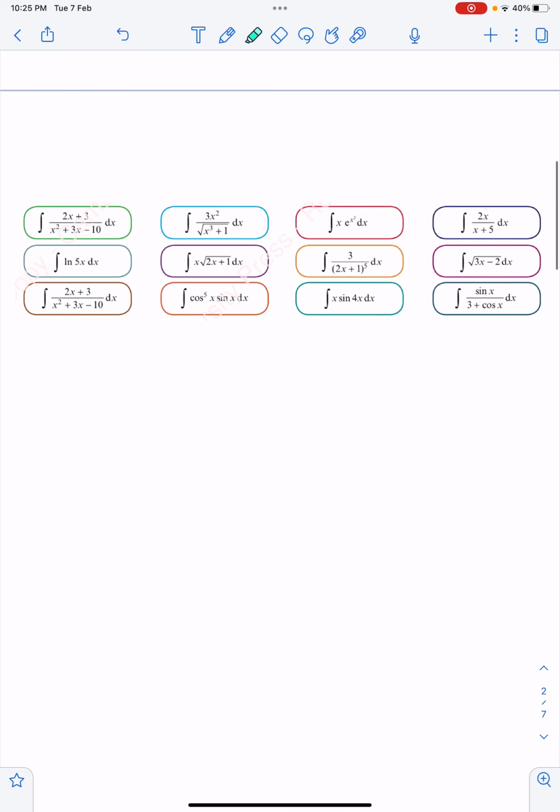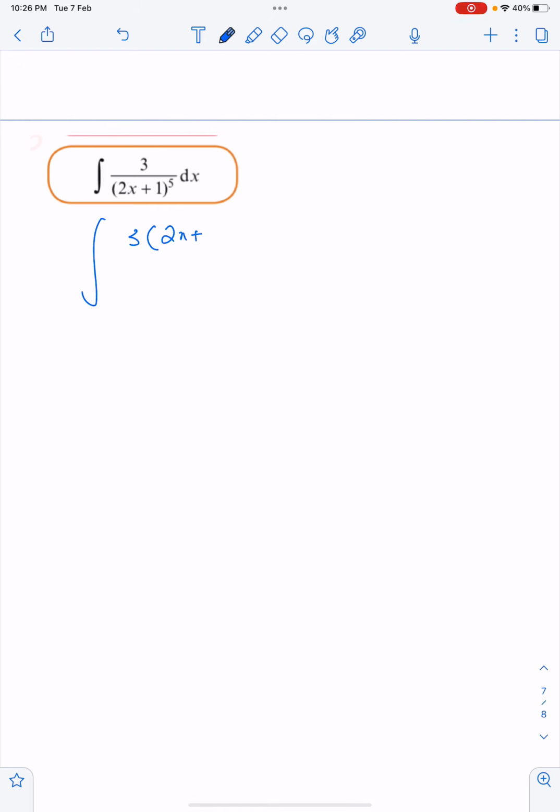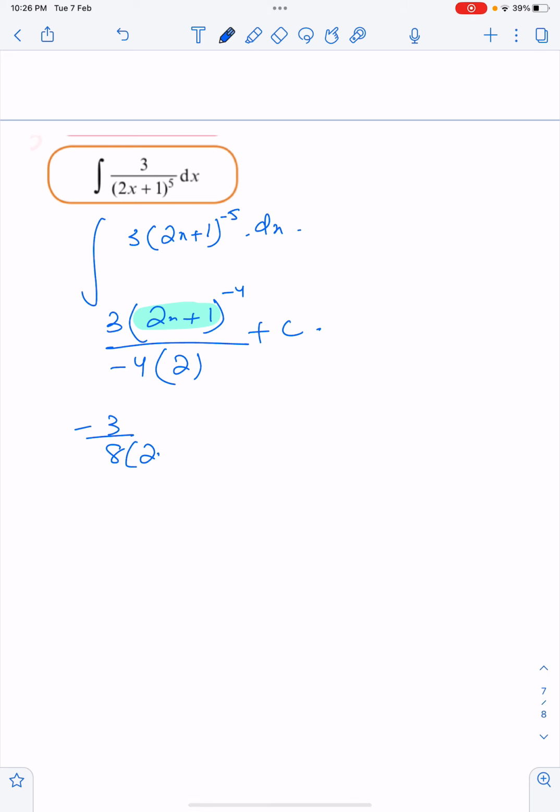Okay, moving on to the next one. Since we just have 3 in the numerator, we can shift this whole thing up to the numerator, and this can become 3 times (2x plus 1) to the power negative 5 dx. Since we do not have an x here, we can take it as one function and do the normal integration. Minus 5 plus 1 will become minus 4, divided by minus 4, and then you differentiate the bracket and write it in the denominator, which is 2, plus c. So it's going to be minus 3 upon 8, (2x plus 1) to the power 4, plus c, the final answer to this.